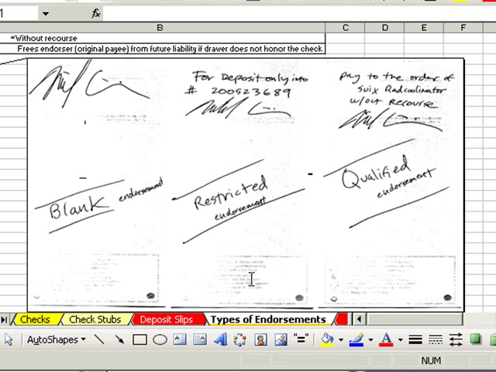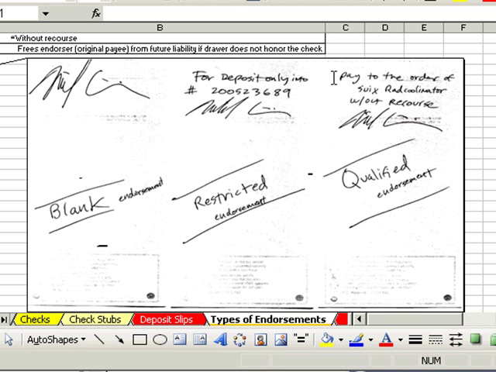You just sign your name. This is restricted. Notice the difference. For deposit only into, and then you put the account number and sign your name. The problem with a blank endorsement is if you drop it on the ground, checks are negotiable instruments. So if you drop this on the ground with a blank endorsement, someone can just pick it up and cash it. End of story. But look at this. If we put for deposit only into this account, then someone can't do that because it says it's only supposed to be deposited in this account.